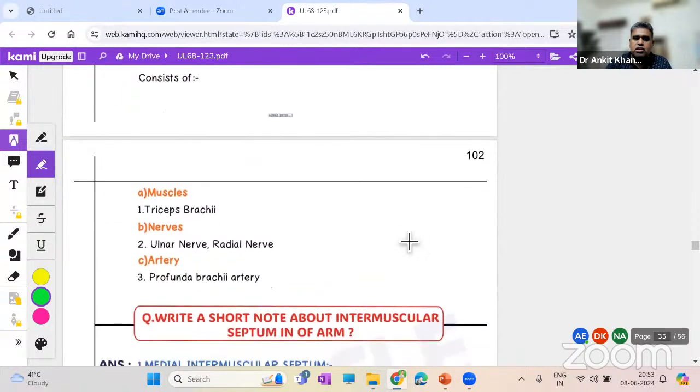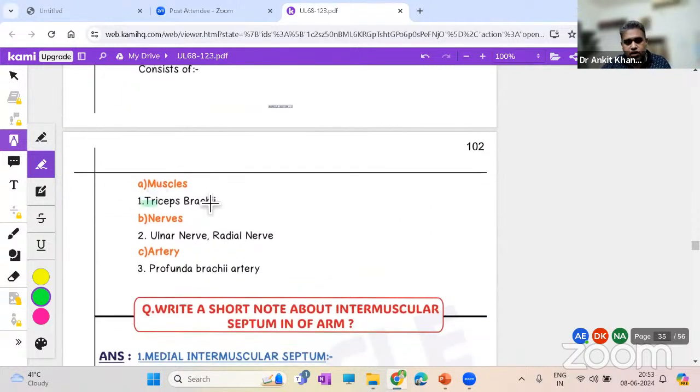In the posterior compartment, the main muscle is the triceps, and the nerve supplying it is the radial nerve. The ulnar nerve also passes through the arm, and the median nerve too. Median passes anteriorly, ulnar passes posteriorly. But the main nerve supplying the triceps is the radial nerve, and the main artery was this.